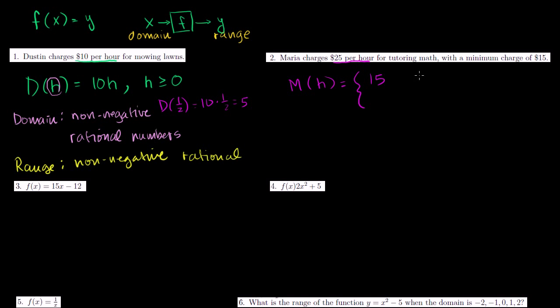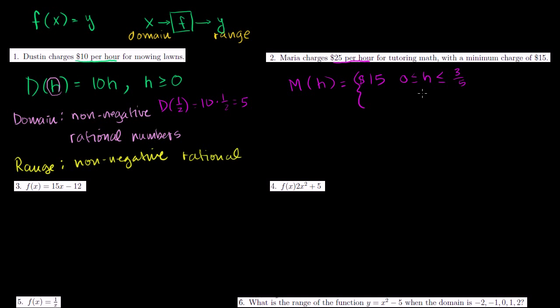So if her hours are less than 3/5 and greater than or equal to 0, she's going to charge $15, right? If she only worked 1/5 of an hour, the bill would have been $5, but she has a minimum charge of $15. So she's going to charge $15 up until 3/5 of an hour, or 36 minutes.